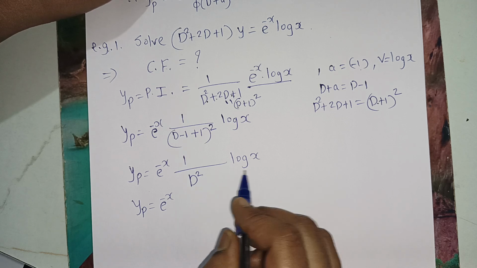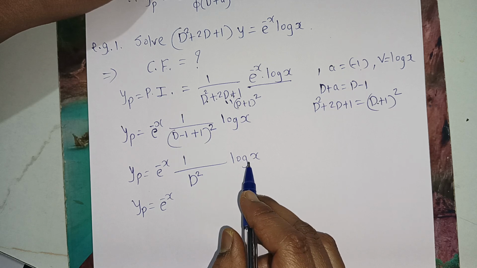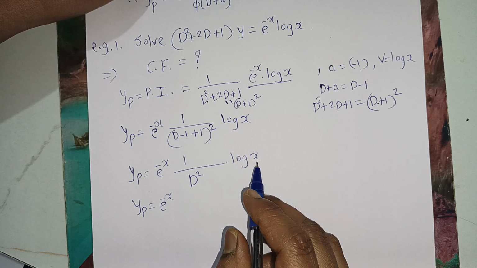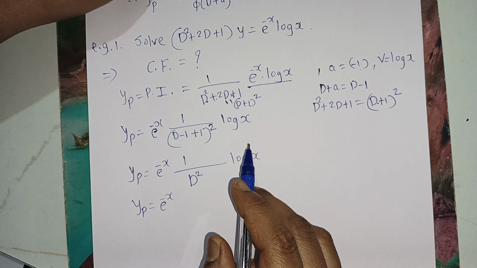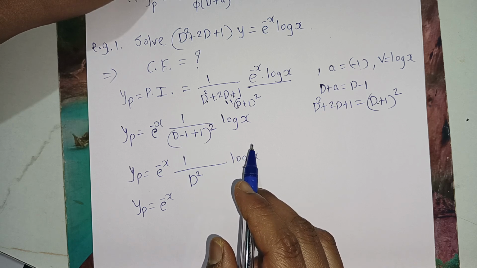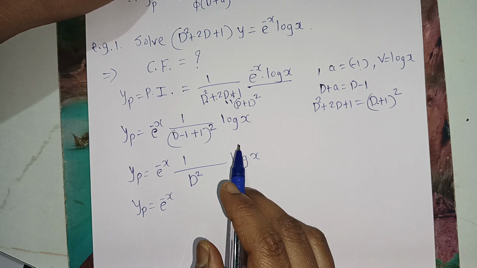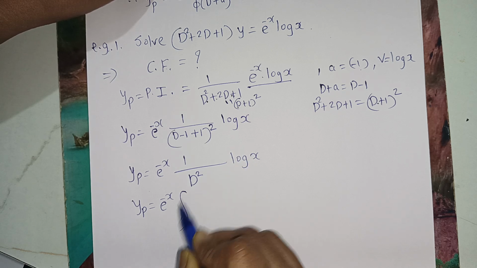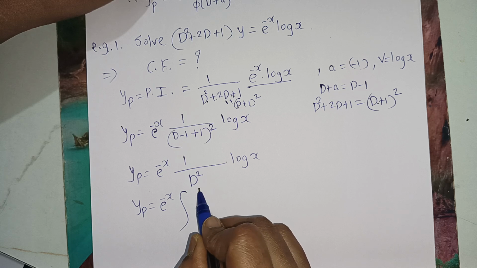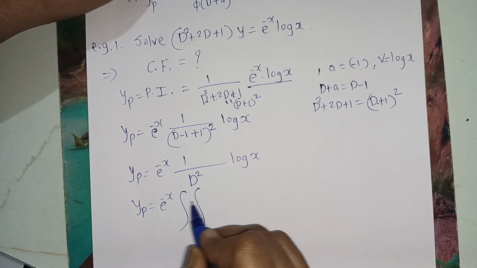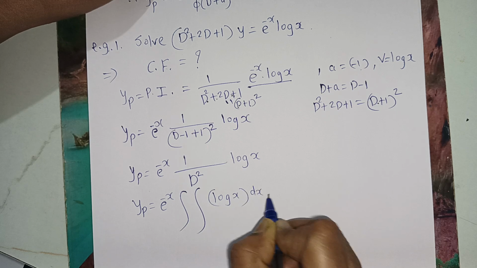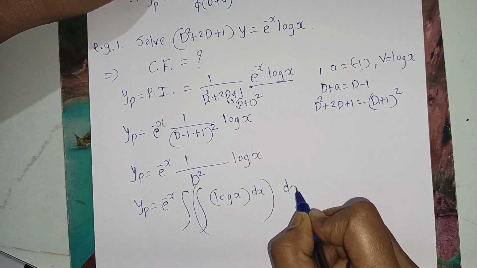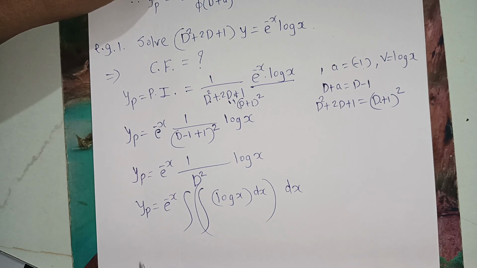Now for log we don't have any shortcut to find yp for a logarithm function. So we cannot use any shortcut for this; we have to use the general method. What does the general method say? 1 by D is simply integration. You have 1 by D square, so it is double integration: integration of log x dx, and again integration.